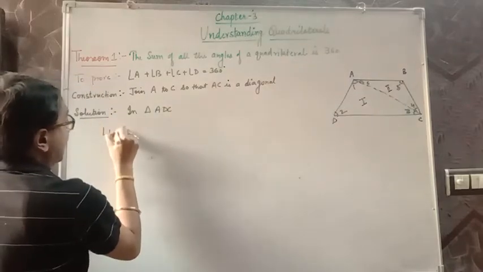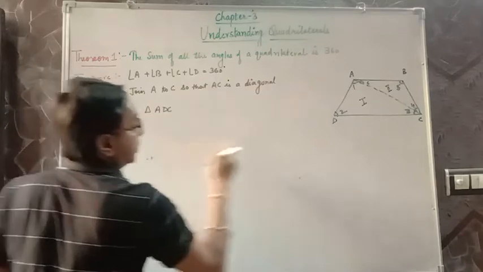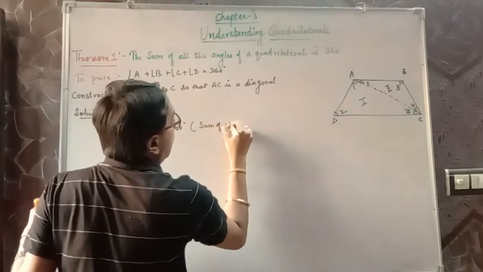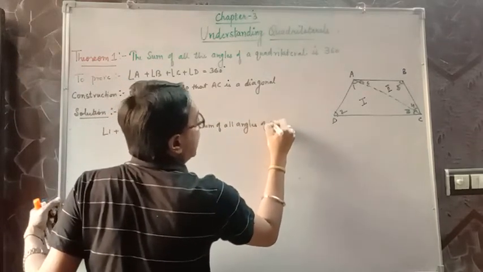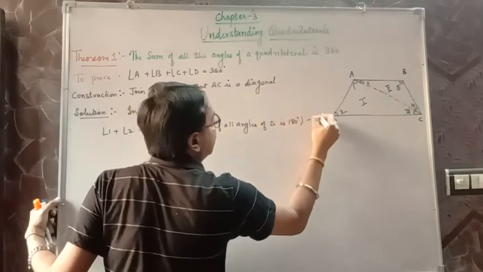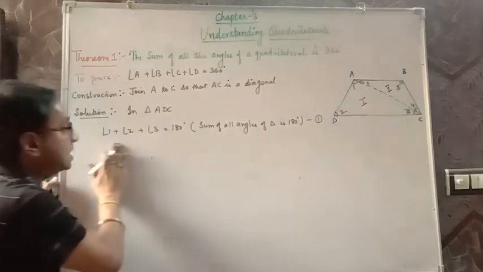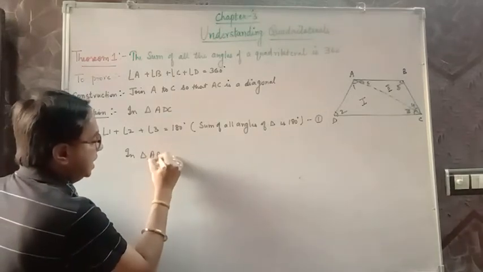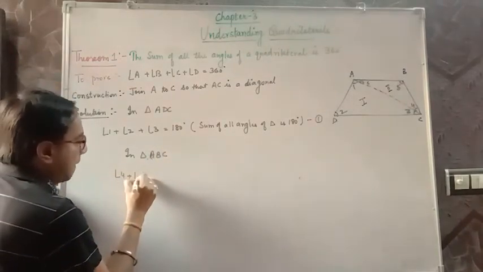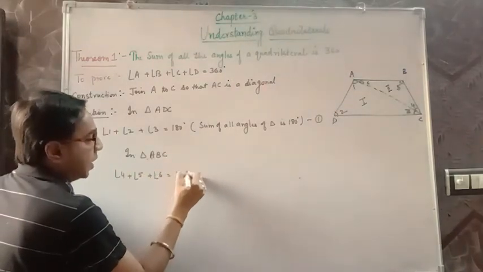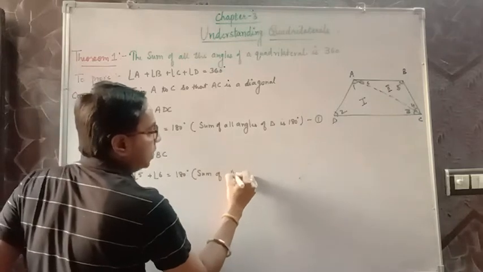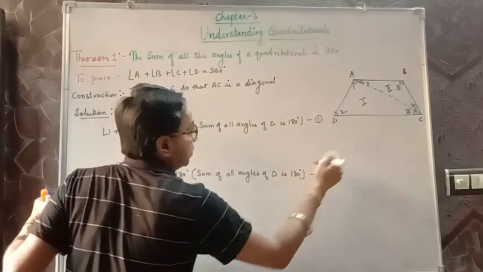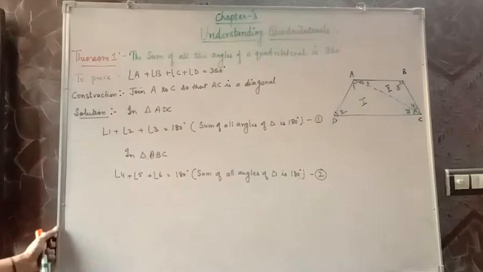In triangle ADC, can I say angle 1 plus angle 2 plus angle 3 is equal to 180 degrees, the sum of all the angles of a triangle is 180 degrees. I'll put it as first equation. It's a linear equation because angles are linear here. Clear? Next triangle is ABC. Angle 4 plus angle 5 plus angle 6 is 180 degrees, the sum of all the angles of a triangle is 180 degrees.